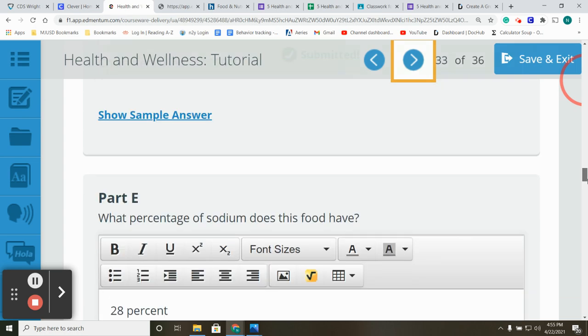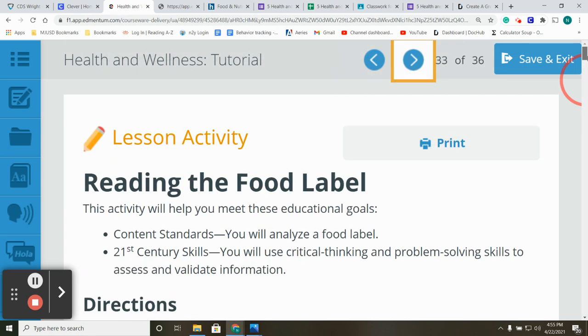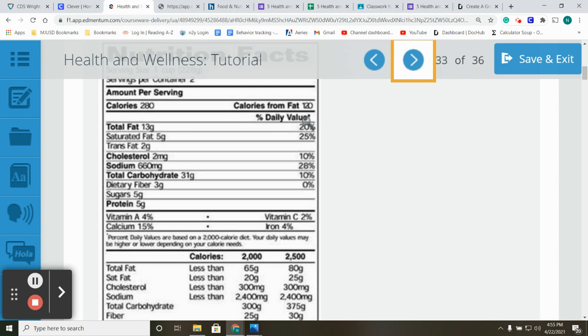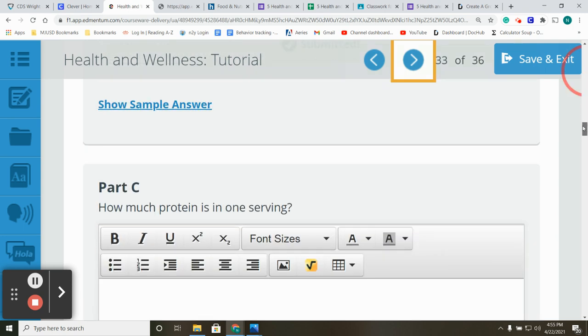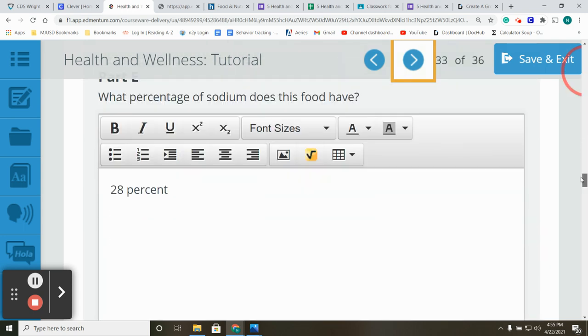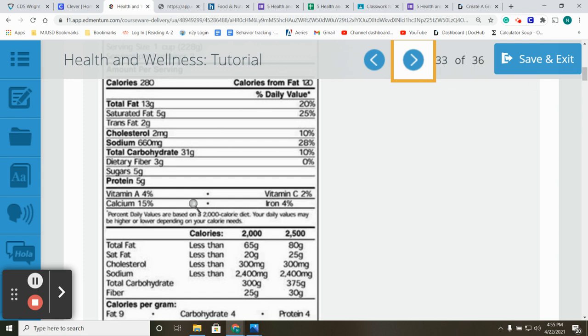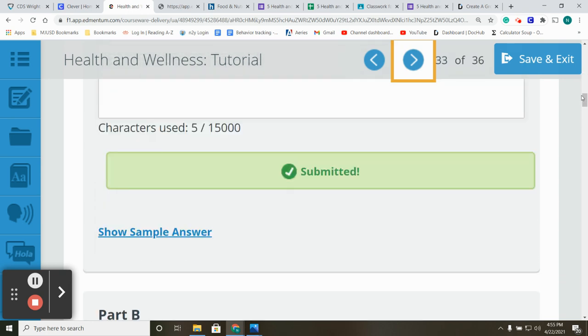What percentage of sodium does this food have? So we find sodium, and it says 28% of the daily value. Not 28% of the food is sodium. And what percentage of vitamin A? So we have our vitamin A is 4%, and then there's the other vitamins as well.